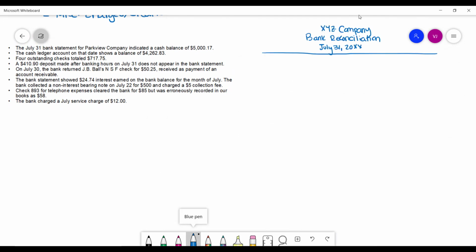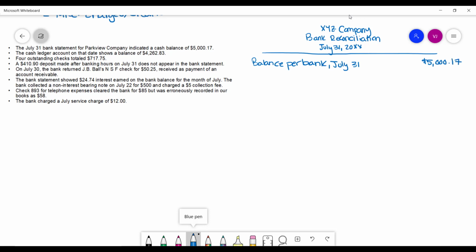All right, so we want to put the title of the company, then the title of what we're actually doing here, and a date. We want to start first with the balance per the bank, or per the bank statement. We'll do July, they noted it July 31st, 2021. I think the actual date is on here. So let's see what they tell us. It says the July 31st bank statement for Parkview Company indicated a cash balance of $5,000.17.